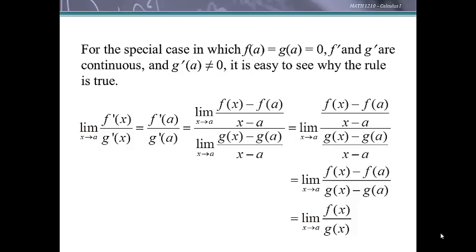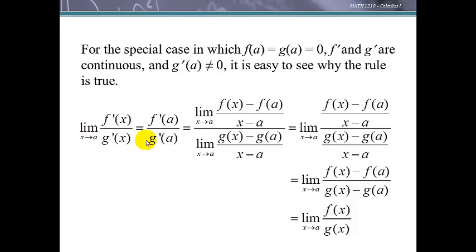So our special case is f of a equals g of a equals 0. We have f prime and g prime are continuous, and the derivative of g at a is not 0. And it'll be easy to see then why the rule would be true here. And we're actually going to start with the right-hand side of the rule and come up with the left-hand side.